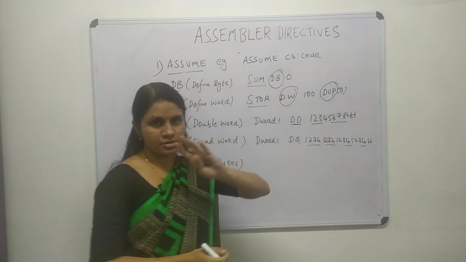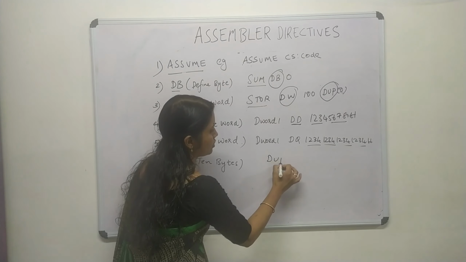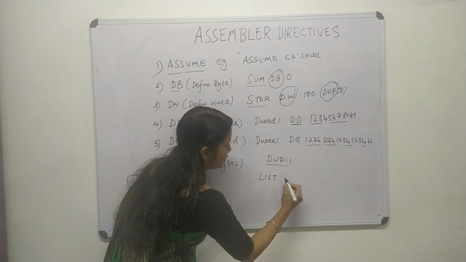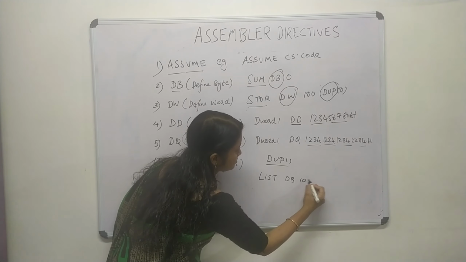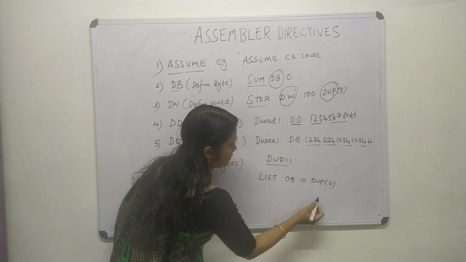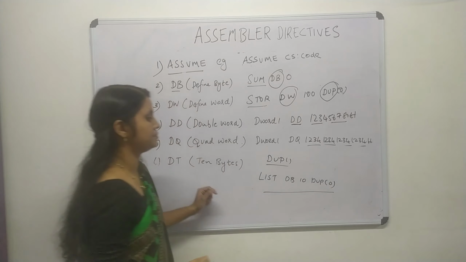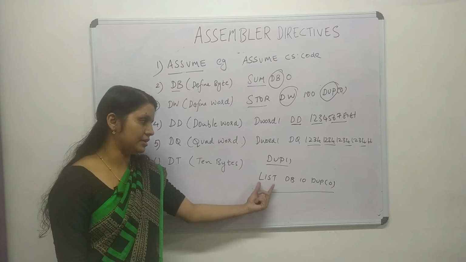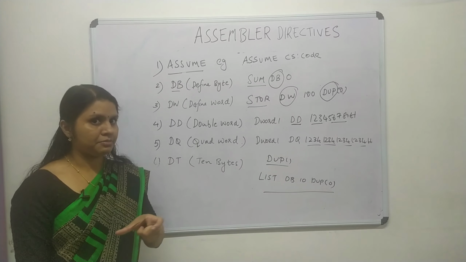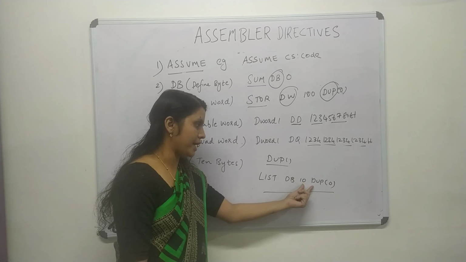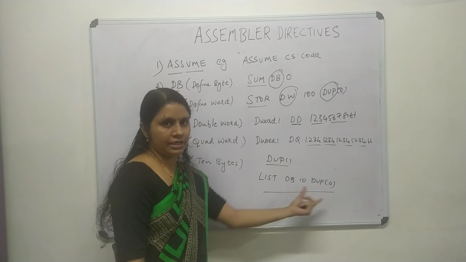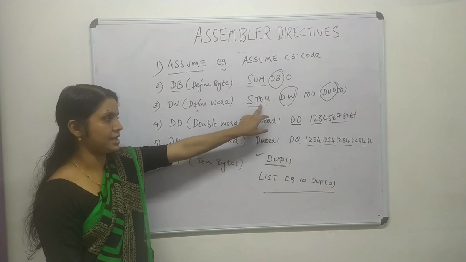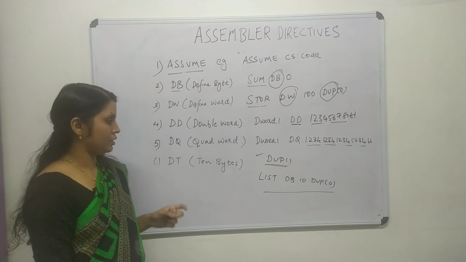Okay, so then dup. dup is also an assembler directive. Consider list db 10 dup(0). It will create a list of 10 bytes, as a series of 10 bytes, and initialize it with 0. So this is also an assembler directive. I have shown this dup in this example for dw. That's it.